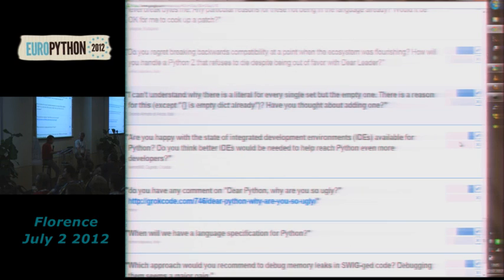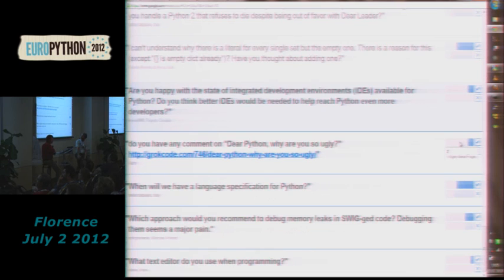Okay, we have 5 more minutes. Next question. Are you happy with the state of integrated development environments available for Python? Do you think better IDEs would be needed to help reach even more Python developers?